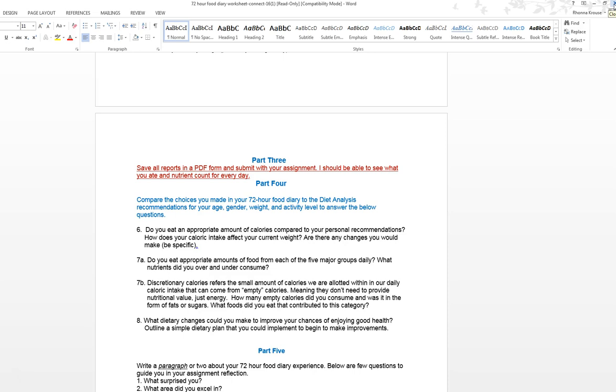It is due September 10th, and again, it's going to take a few days, and you do need to input your food every single day. You can't record your food for 3 days and then go put it in. It doesn't work in the system.